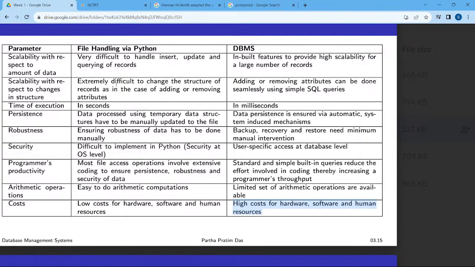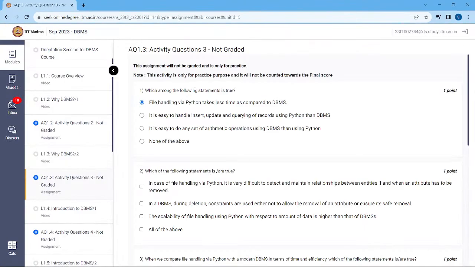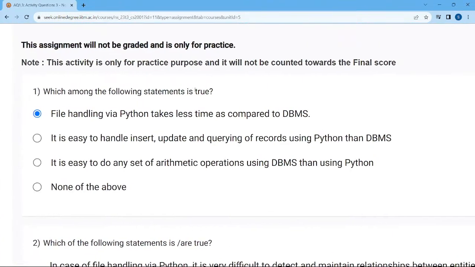Okay, let's solve this. Which of the following statements is true? File handling via Python takes less time as compared to DBMS. That's a lie. It is easy to handle insert, update, query using Python. That's a lie. It is easy to do any set of arithmetic operations using DBMS than using Python. Nope. That's a lie. So it's none of the above.